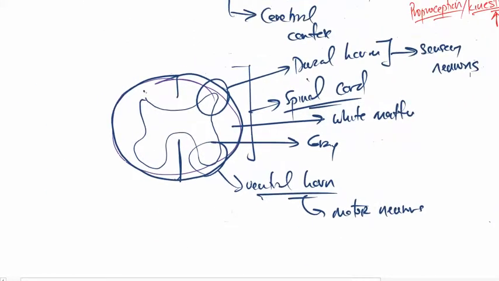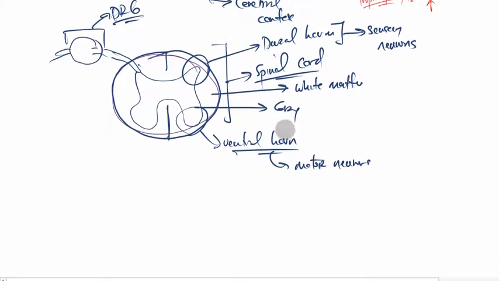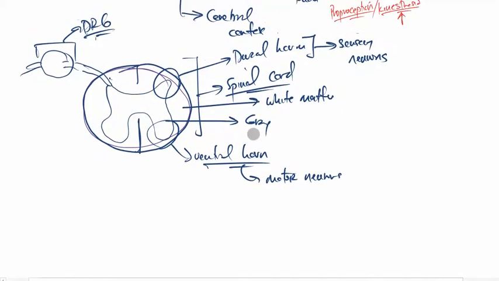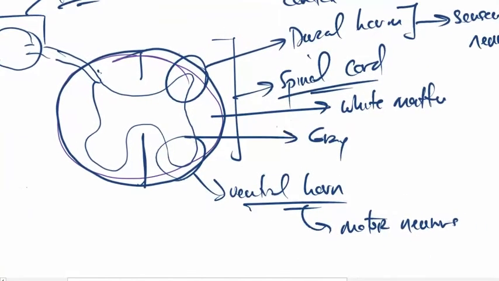Okay, so somewhere out here, we're going to have the dorsal root ganglion, right? We're going to have the dorsal root ganglion. And something else is also important. We're going to see this a little bit later on.